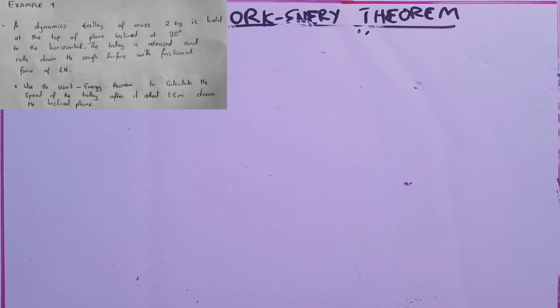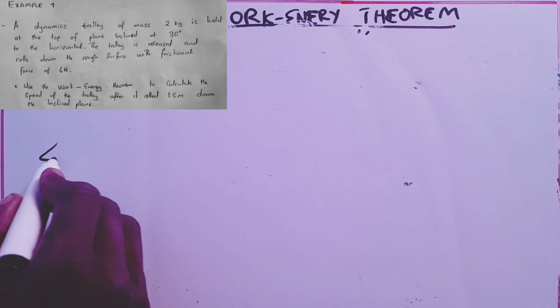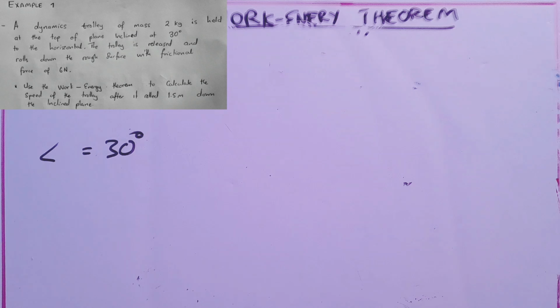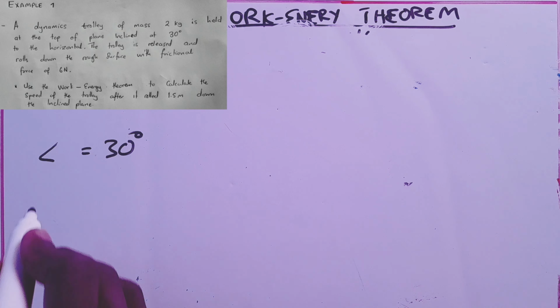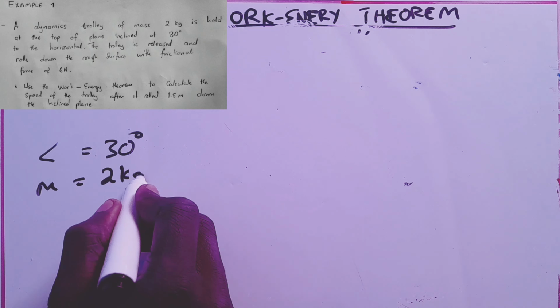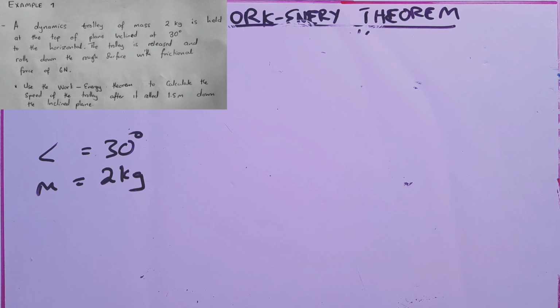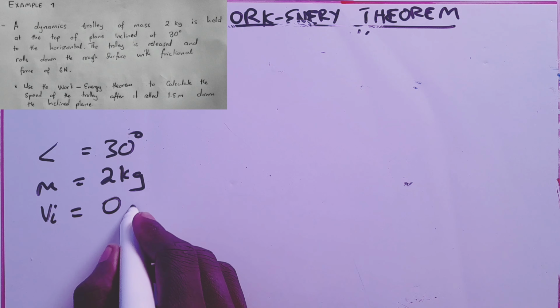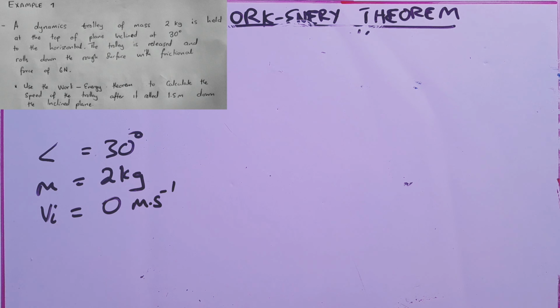So we're having this question there. They said a dynamic trolley of mass 2 kg is held at the top of a plane inclined at 30 degrees. So it means that our angle of inclination is equal to 30 degrees, right? And what else did they tell us? They also told us that the mass is equal to 2 kg. So the trolley is released. When something is released or dropped, its initial velocity is 0.